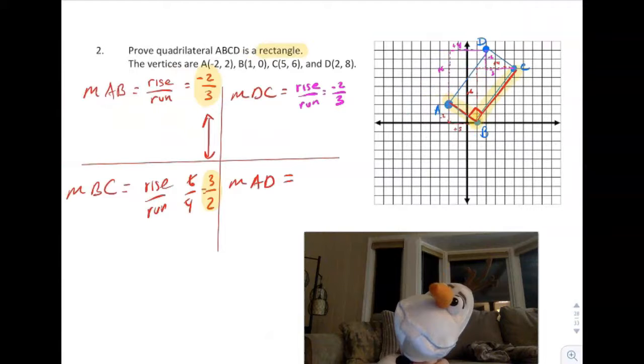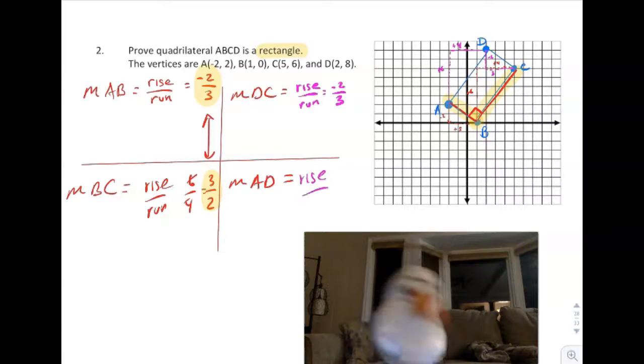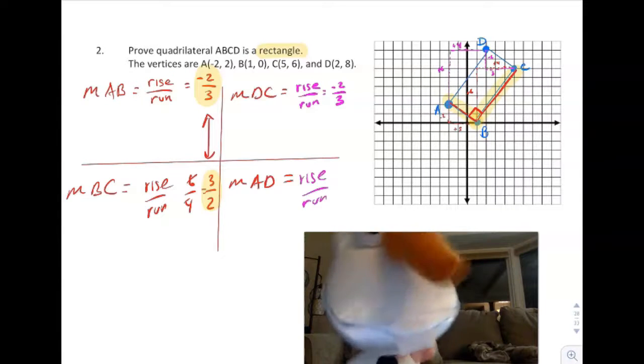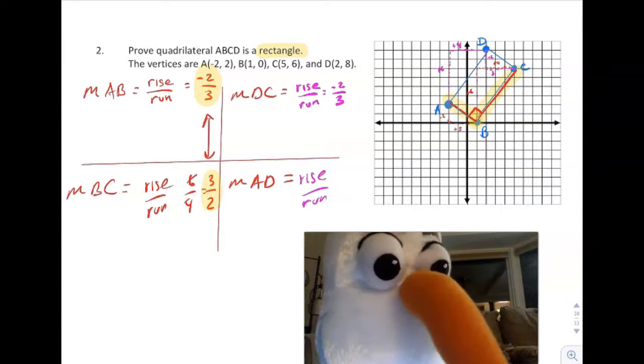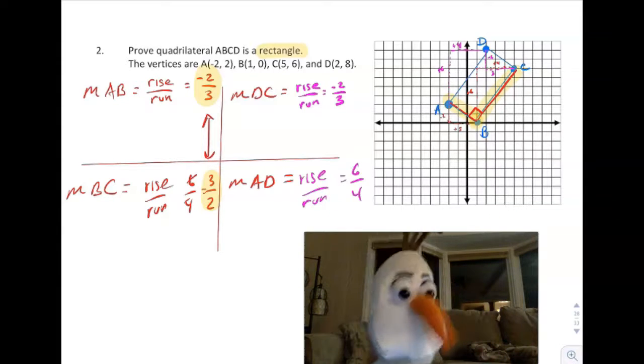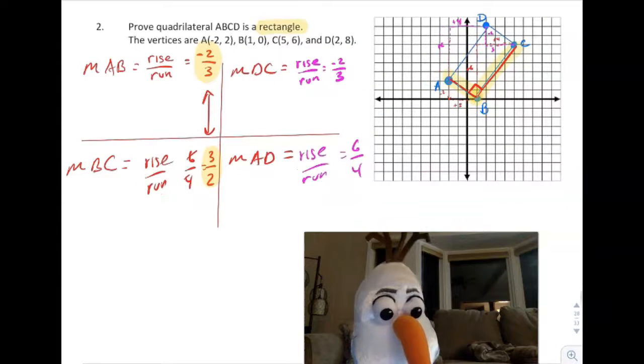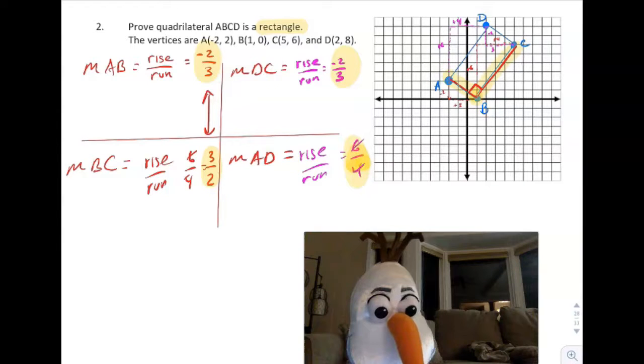So 6 over 4 again. So the rise over the run was 6 over 4. Again, we have 90-degree angles here and here. Well, I forgot to reduce that.